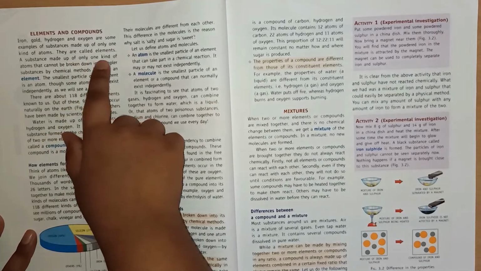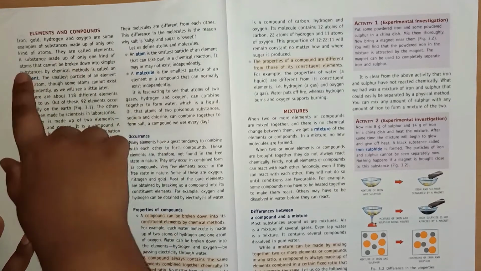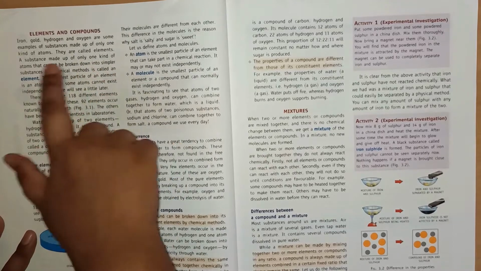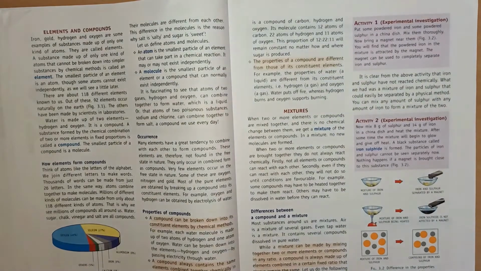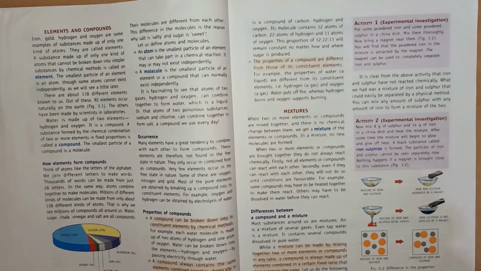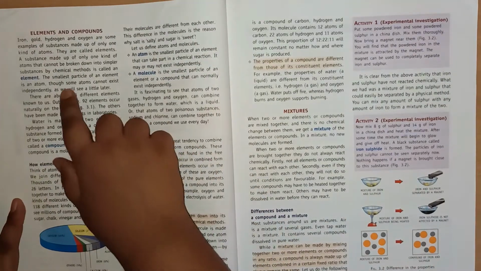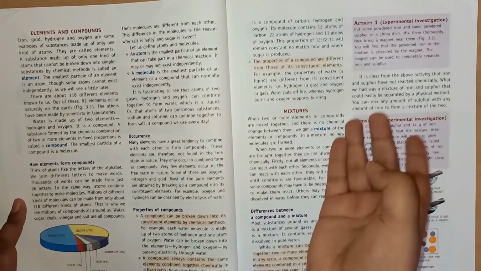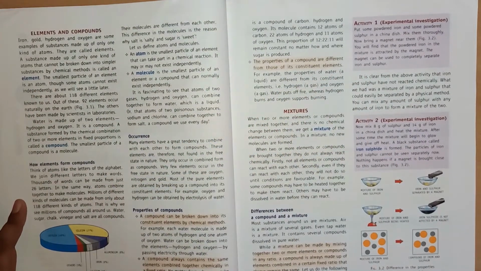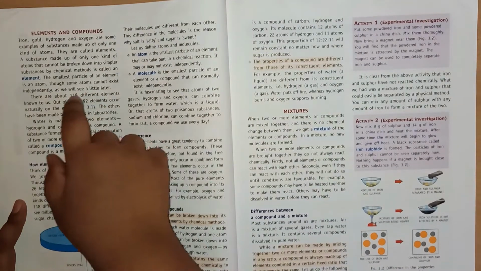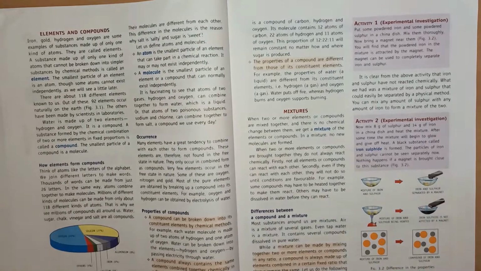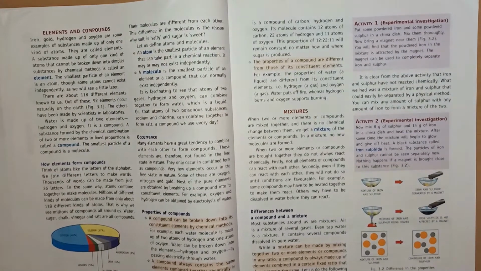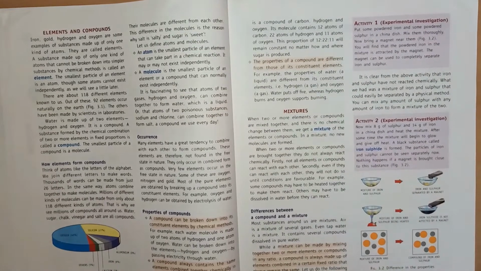A substance that is made up of only one kind of atom and that cannot be broken down into simpler substances by a chemical method is known as an element. So here is another definition. A substance that is made of only one kind of atom and that cannot be divided further with a chemical reaction is known as an element. The smallest particle of an element is an atom, like gold atom, silver atom. Though some atoms cannot exist independently, as we will see a little later. So they are saying some atoms cannot exist independently. We'll see them later.